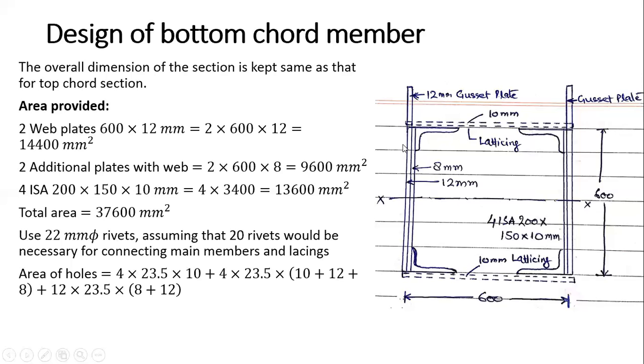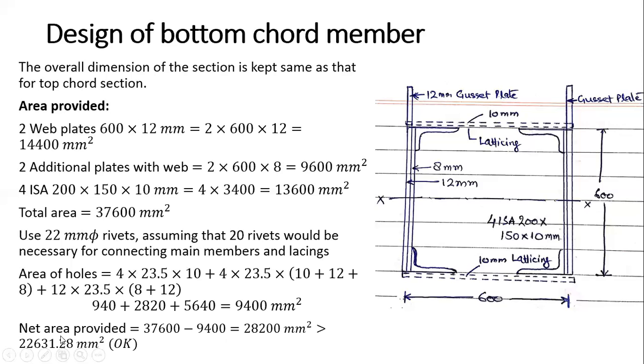So remaining, 12 are connected in the plates here. So 6 on this side and 6 on this side. So total 12. 12 into d into 8 plus 12. So this is my 8. This is my 12. Okay. So the total area is this one. This is the deduction for the rivet holes.